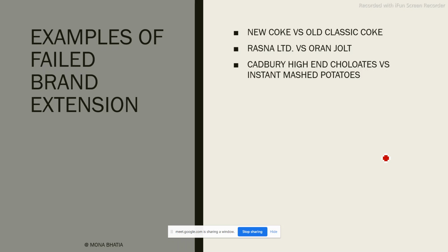Also, ORAN JOLT had a shelf life of only 3 or 4 weeks, so it had to be consumed before that. Whereas a Rasna packet was something we can make any time. You have that powder, you just mix it in water, put some ice cubes in a glass and serve it. So it could not go well with the consumers. Though this was a good brand extension, because they are already into drinks and wanted to have another taste, people did not like it.